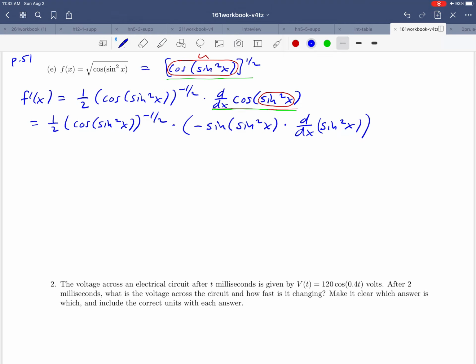Okay, so we've got another piece of the problem that we're done with, and this minus sign that's sitting here, I'm going to take that and move it to the front, okay, just to make the notation a little bit simpler. So we'll take that minus sign, put it way over at the beginning with the 1/2, minus 1/2 cosine of sine squared of x to the negative 1/2 times sine of sine squared of x. We're done with all of that. No more derivatives to take there. What's left for us to do is to take the derivative of sine squared of x.